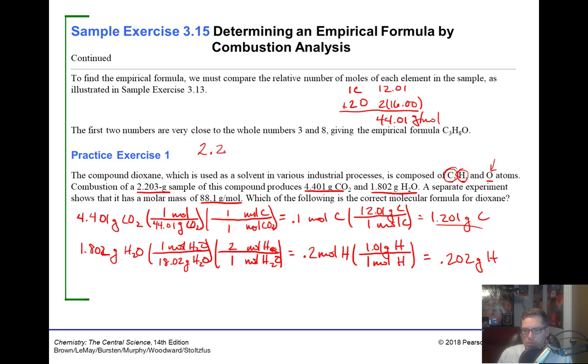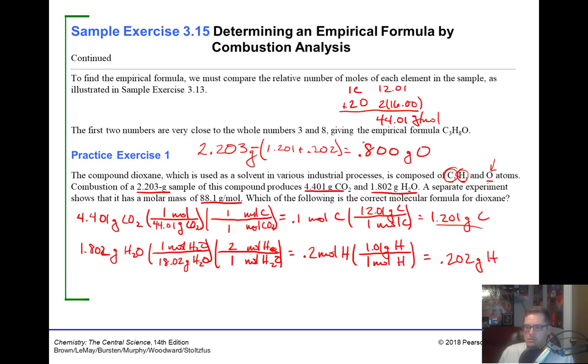So if we take the 2.203 gram total and subtract out the 2 masses that we got here, whatever's left over had to have been the mass of oxygen. All right, so we'll take 2.203 minus quantity 1.201 plus 0.202. And so that means there was 0.8 grams. All right, and then we go to the thousandths place, so 0.800 grams of oxygen.